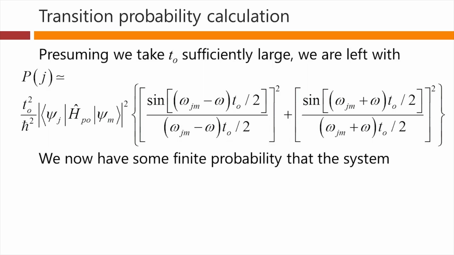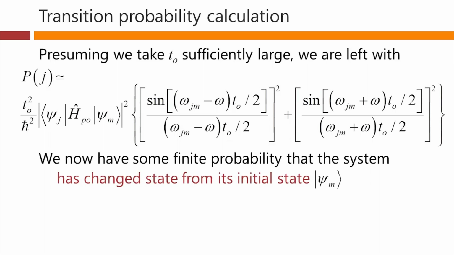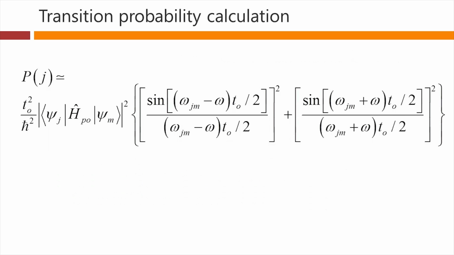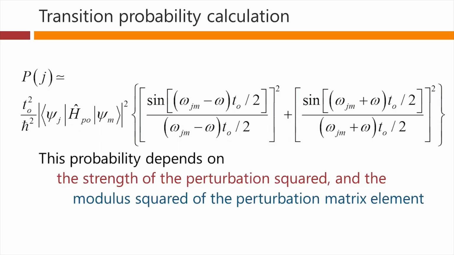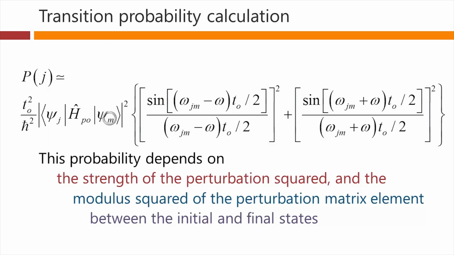So we now have some finite probability that the system has changed from its initial state, psi m, to a final state that's different, psi j. This probability depends on the strength of the perturbation squared, we see that out there, and the modulus squared of the perturbation matrix element. So this is the actual matrix element that we're going to square up, the modulus squared of it, to get the result here. And that's the matrix element between the initial state and the final state with the perturbing Hamiltonian. Here just the time-independent part of it in the middle.